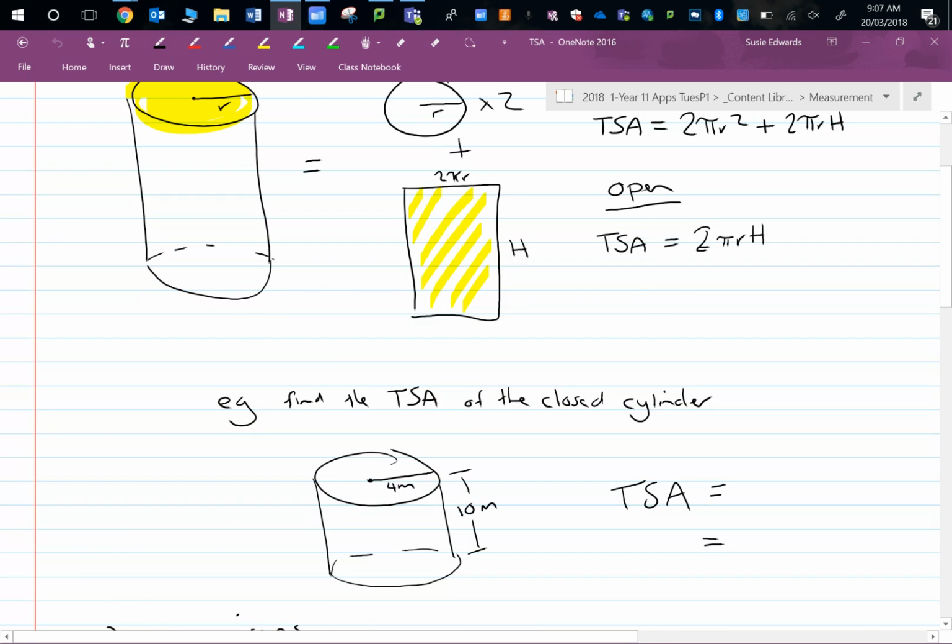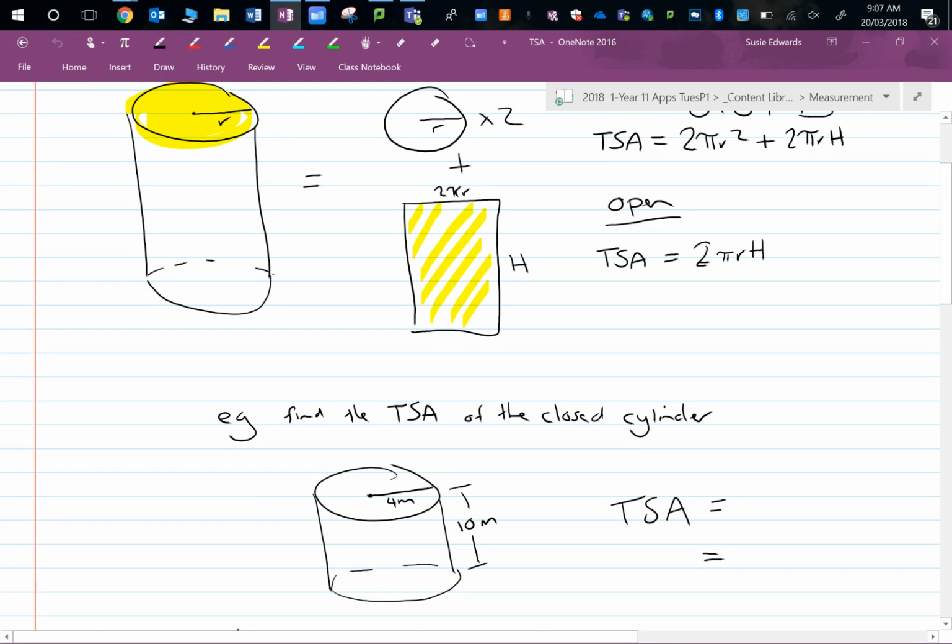All right, so this says, and this is our last one for today, find the total surface area of the closed cylinder. So closed cylinder means 2 circles and the rectangle. So could you guys try and do that for me, please?